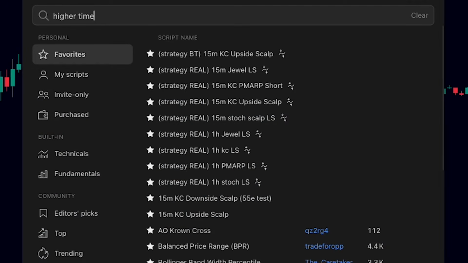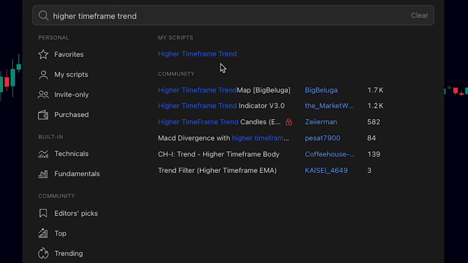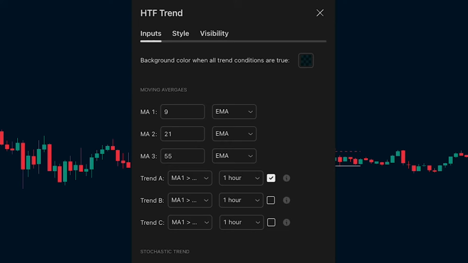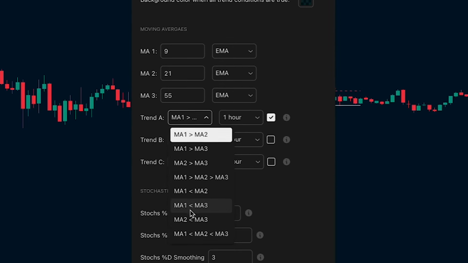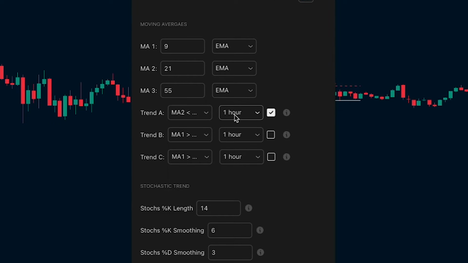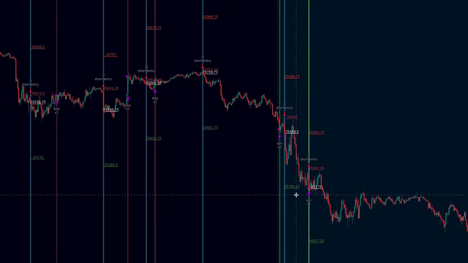So let's put on our higher time frame trend indicator, which you can also get free in our Discord in the free indicator section. As you can see, MA2 is the 21 EMA and MA3 is the 55 EMA. So let's do trend A is MA2 is less than MA3 for the 1 hour, and check the box next to it. Now the background will highlight this light blue color whenever the 1-hour 21 EMA is less than the 1-hour 55 EMA.